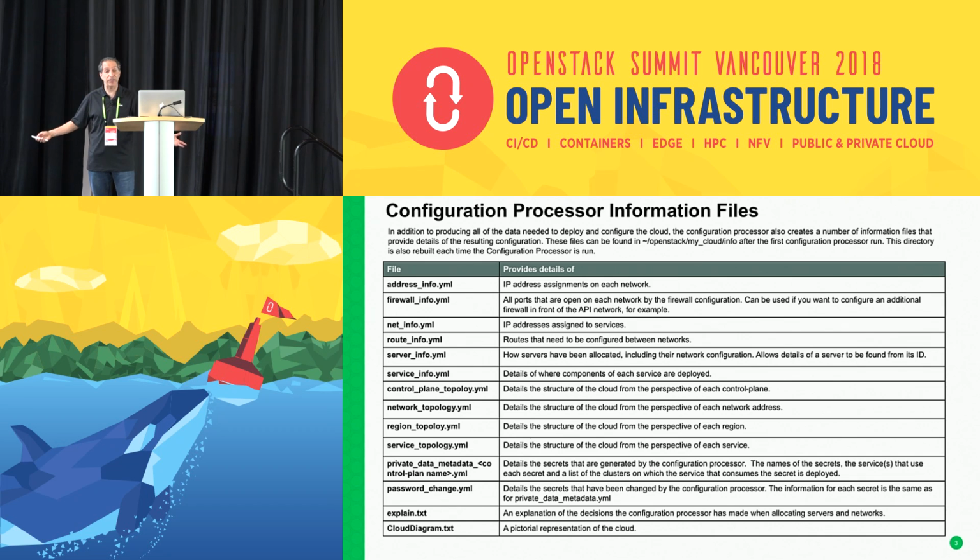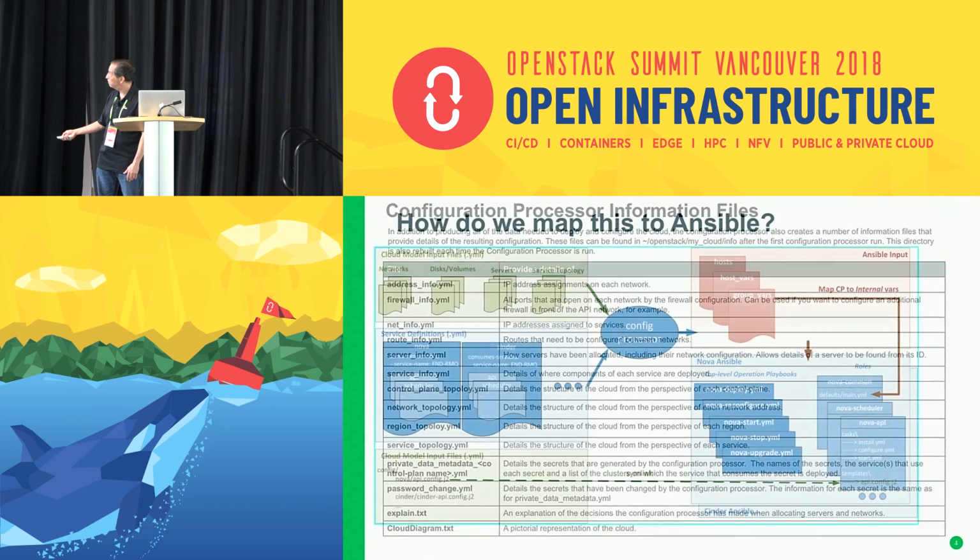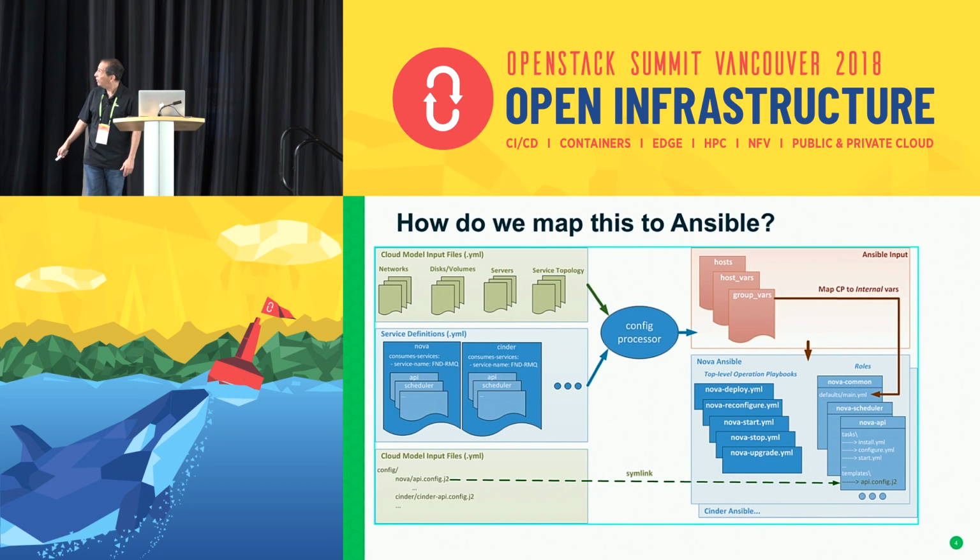So how do we hook this into Ansible? As I mentioned, we have these input models. These are things that you set up based on your environment. We provide a large set of examples. We have predefined service definitions that tell us how the services interact with each other. So for example, Nova may consume Cinder, Neutron may consume Nova, Rabbit, any Rabbit connections. And then we have some predefined input files, which are all of your config files.